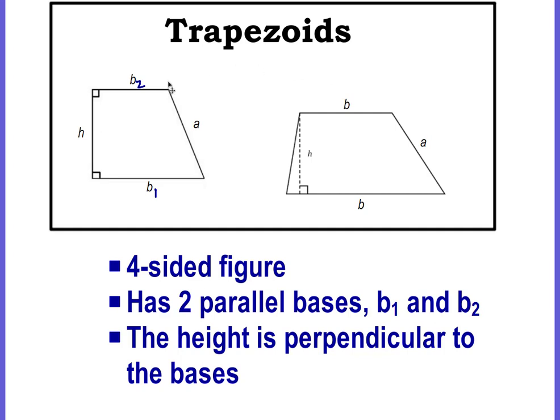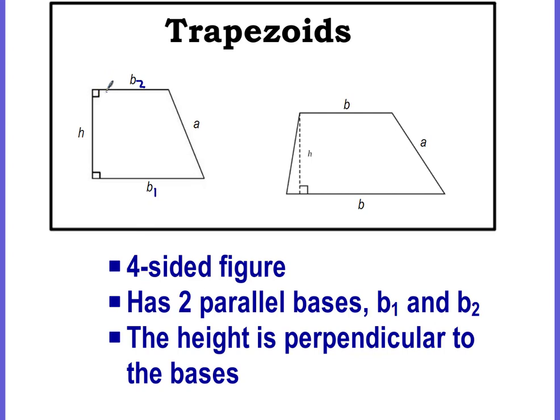Let's talk about what a trapezoid is. A trapezoid is a four-sided figure, just like a rectangle, so it's part of the quadrilateral family. It has two parallel bases, the bottom base and the top base. We actually call these B1 and B2. It doesn't matter which one is the 1 and which one is the 2. You could reverse them. And the same with a parallelogram and with a triangle.